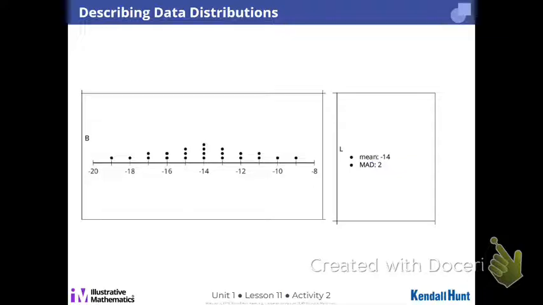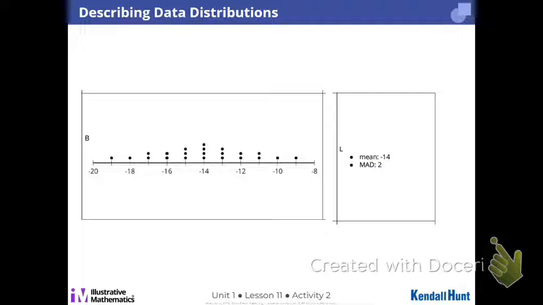Now this one, it doesn't say symmetrical, but it is. This one shows a mean of negative 14 and a MAD of 2. So interpreting that MAD of 2, what that's telling us is, on average, our data is 2 away from the average, which means, what do you think? Means close or far away? I think it's pretty close.